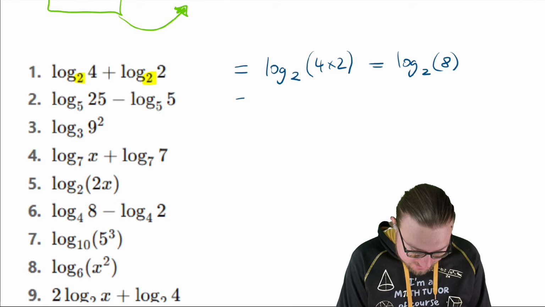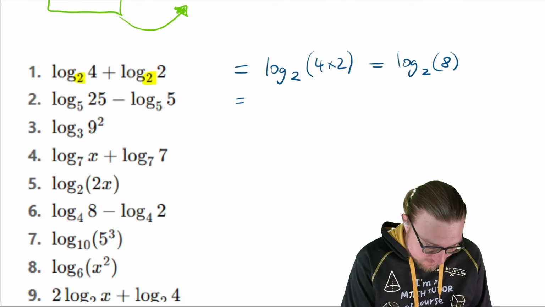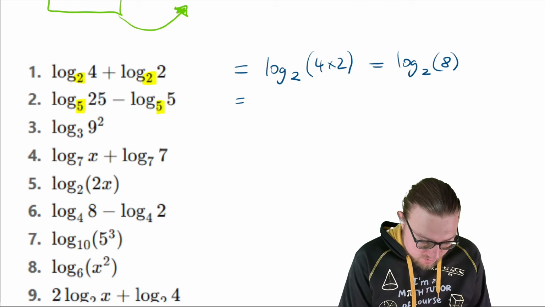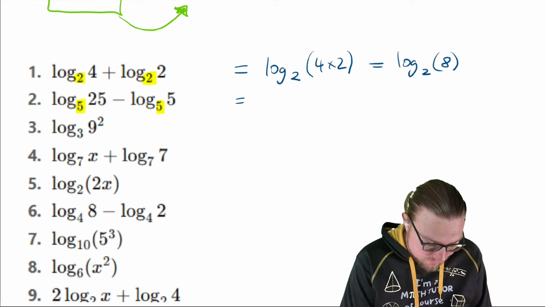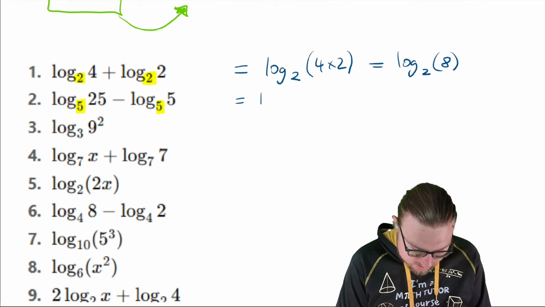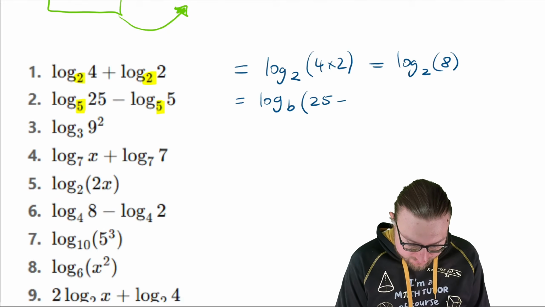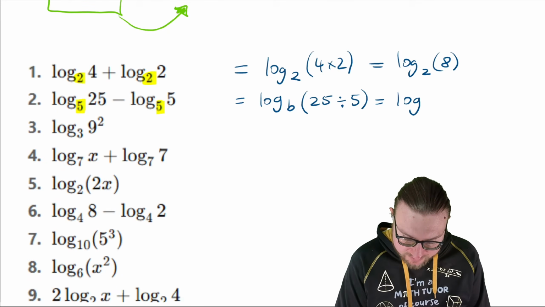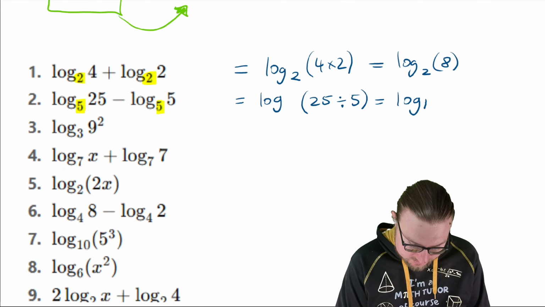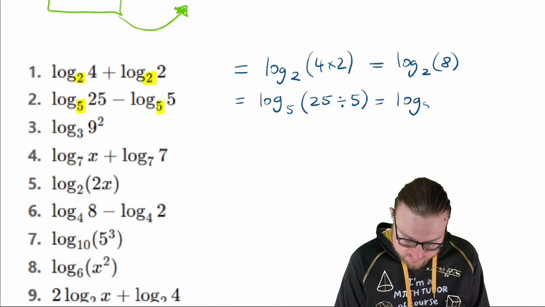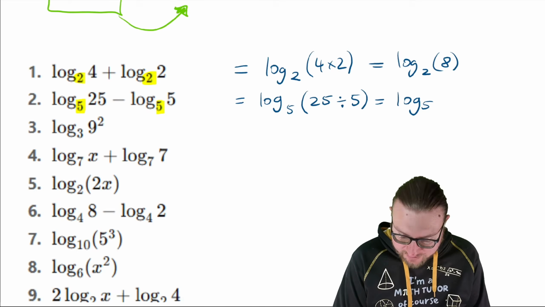Now the next question has a negative. It's the same thing. We have the same base. We have a negative. Negative becomes division. So we're going to get log base 5 of 25 divided by 5, or you can write it as a fraction, perfectly fine. Log base 5 of 25 divided by 5 is of course 5.